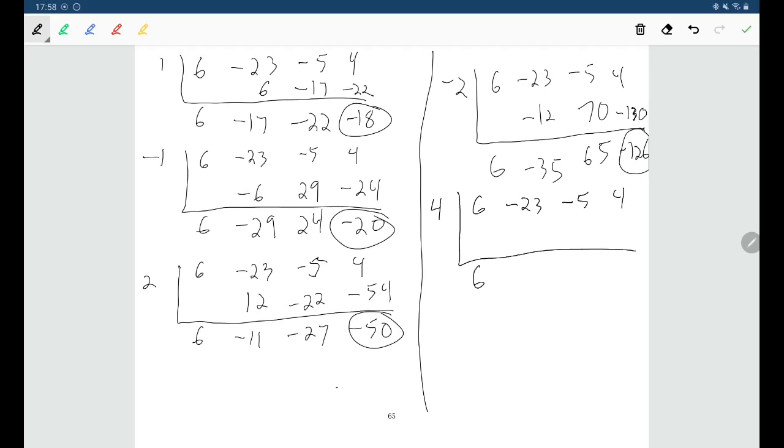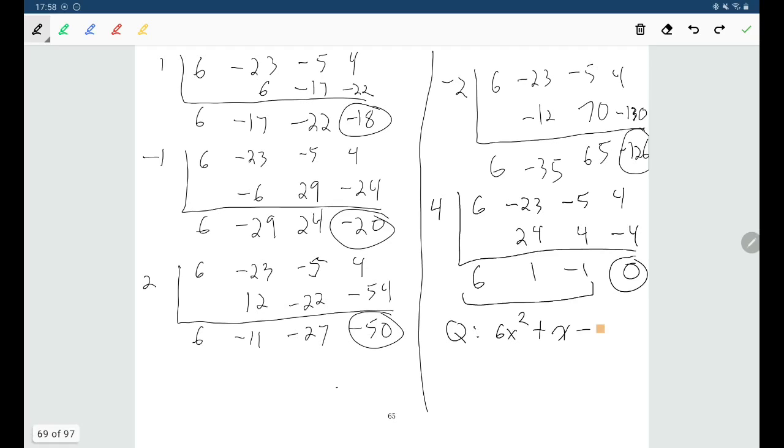And then we'll just do the usual, multiplying and adding and multiplying and adding and multiplying and adding. And there we go. We've got a remainder of 0. And so that means we've got our quotient of 6x squared plus x minus 1. And that x minus 4 must be a factor.